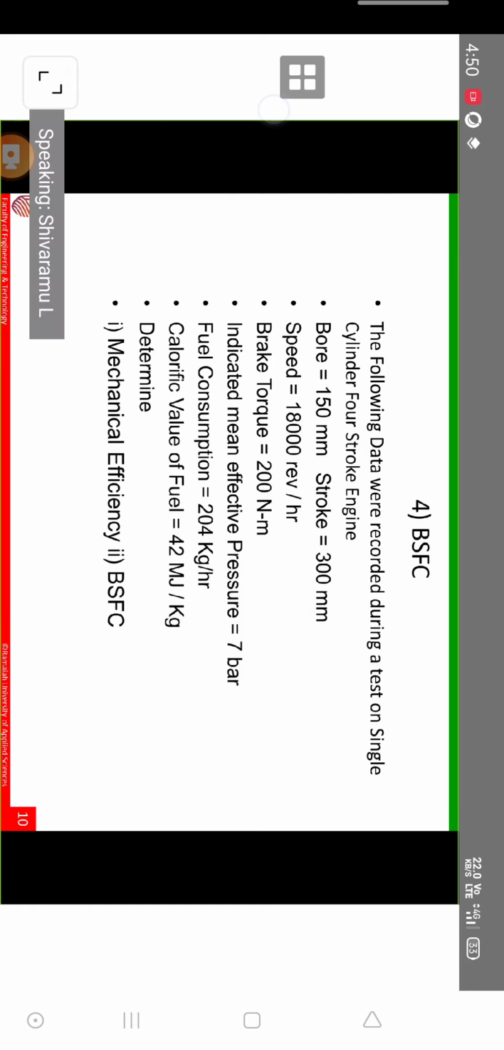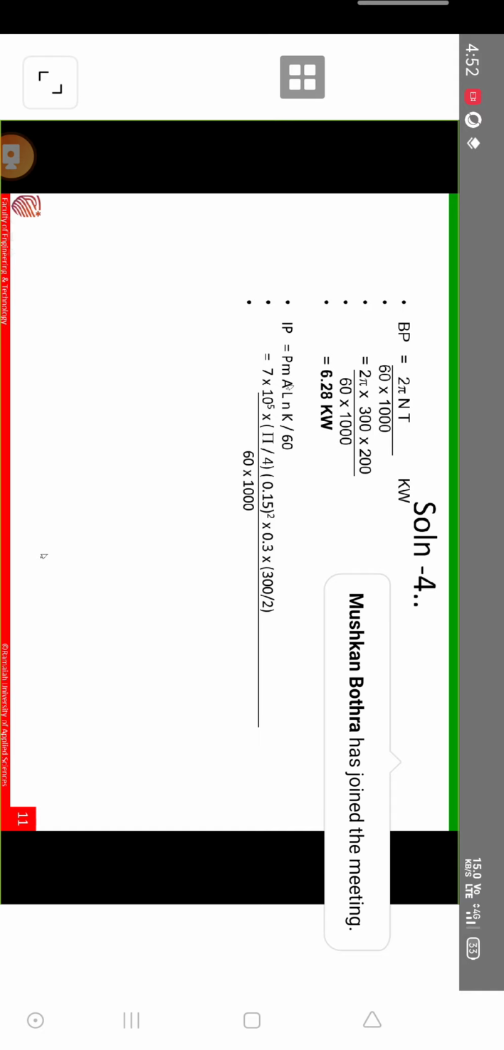It's 18,000 divided by 60, right? In order to calculate area, it is pi by 4 d square. So d value is 0.15, and the L value they have given is 300 mm, so it becomes 0.3. And then if you observe the N value here, because this is a 4-stroke engine, that is the reason I have done 300 by 2. That means N will become N by 2. So this is a 4-stroke engine.